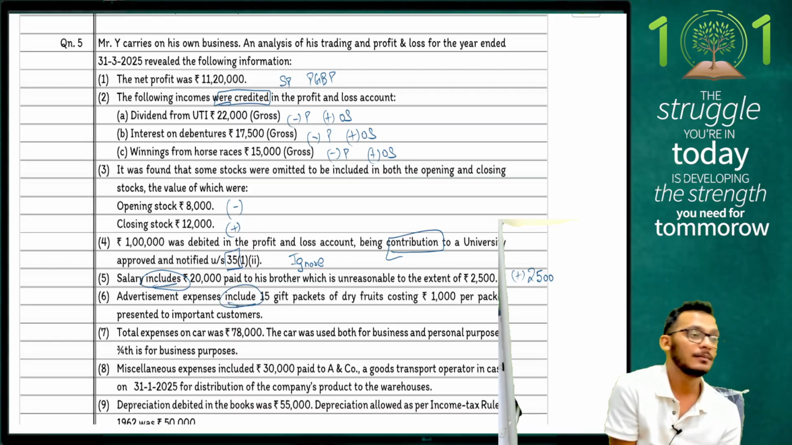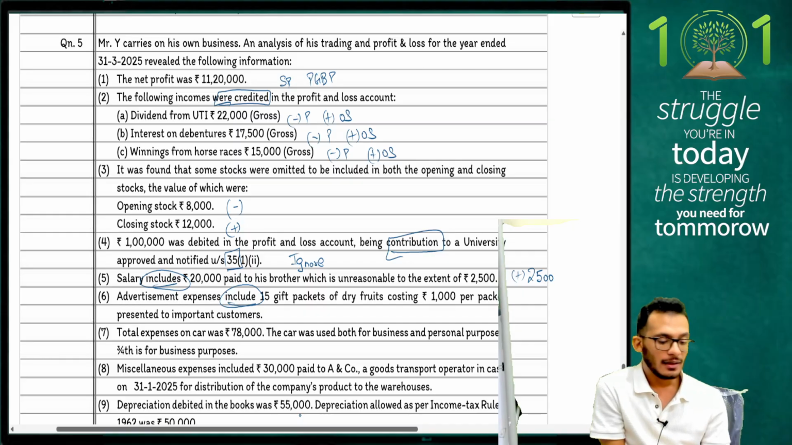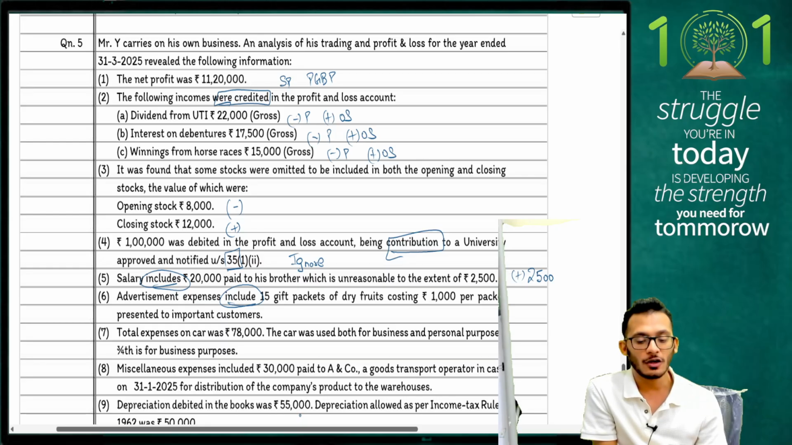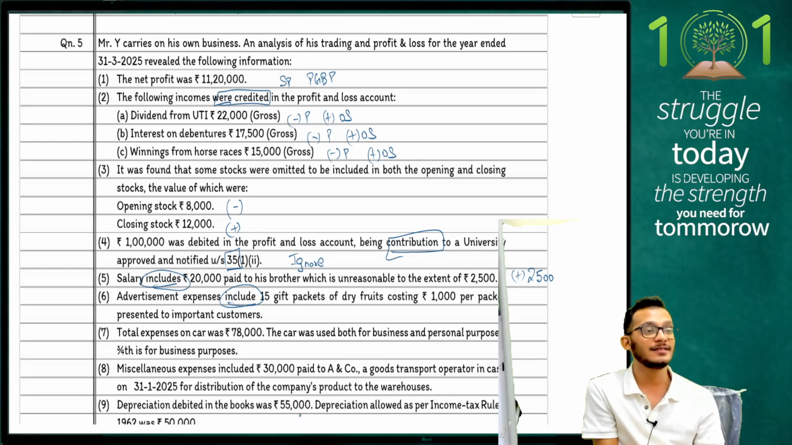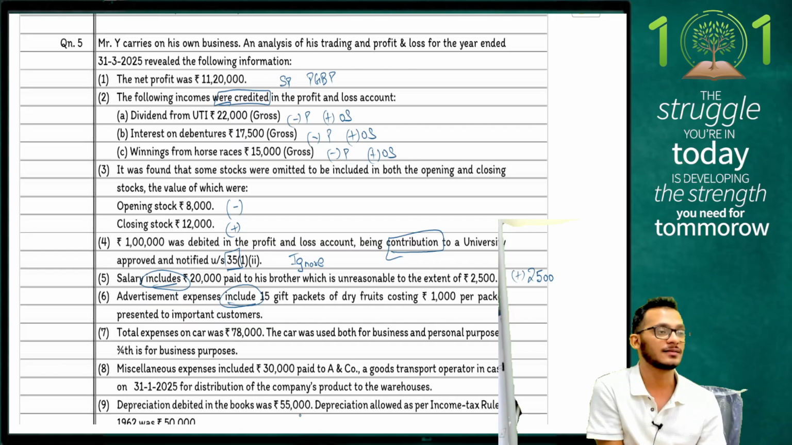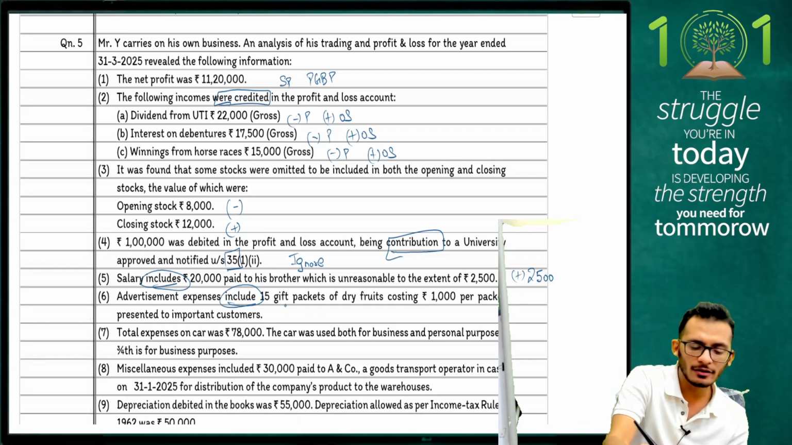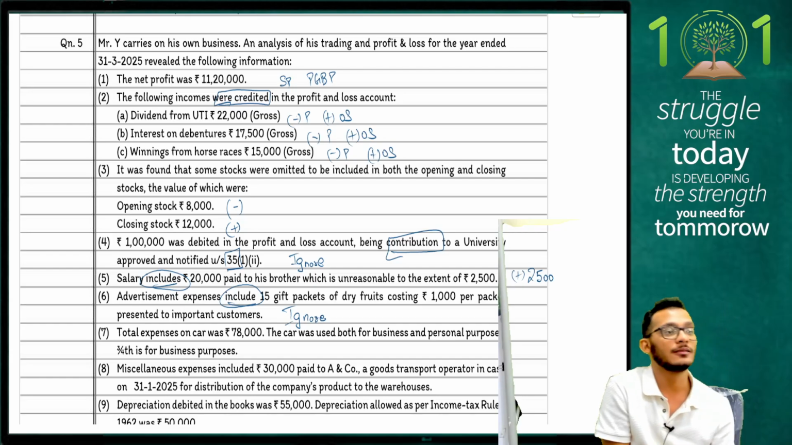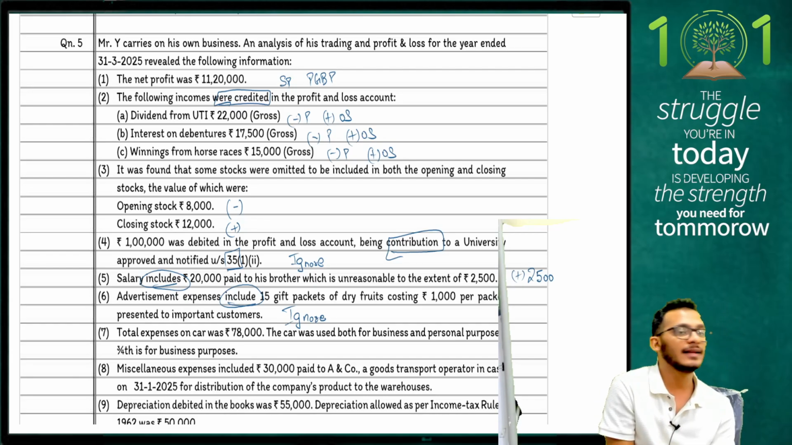Advertisement includes 15 gift packets. Includes matlab there in the P&L. Advertisement expenses include 15 gift packets of dry fruits costing 1,000 per packet, which are presented to important customers. Very good. Now you're getting the hang of it. These are business expenses, therefore allowed as deduction. Already there in P&L, therefore ignore the information.